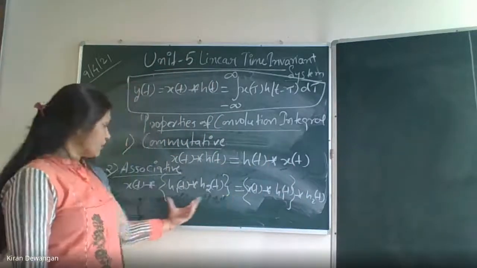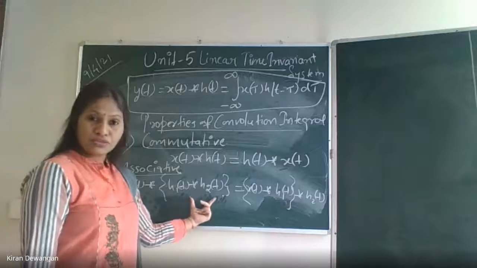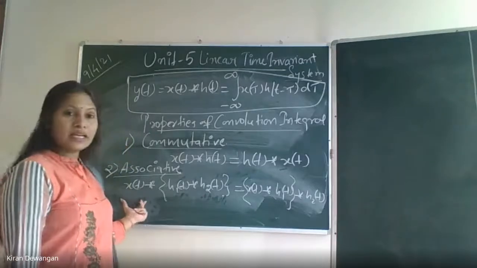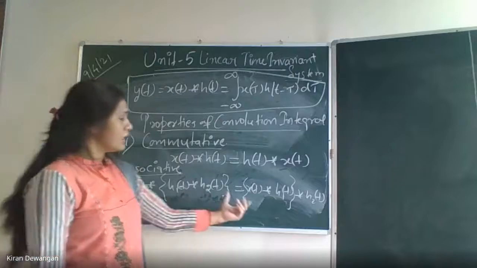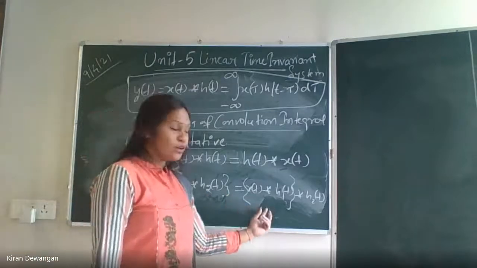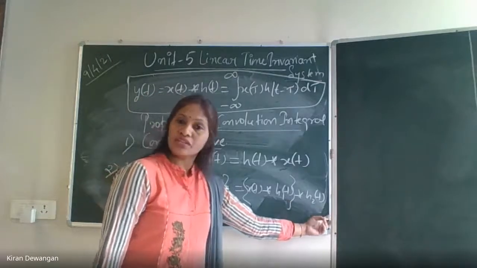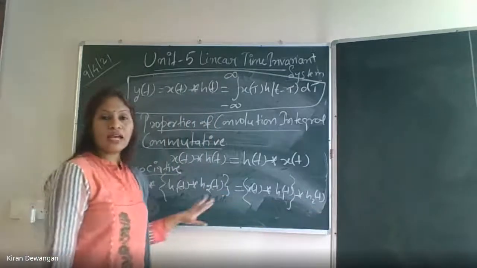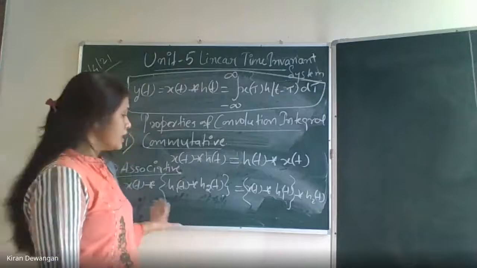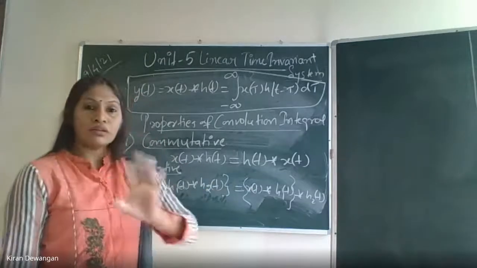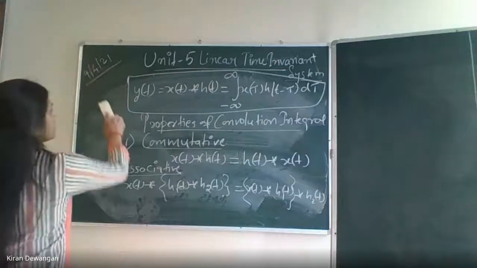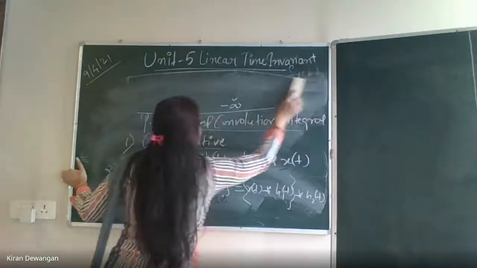Here I have three convolutions, h1(t) convolution h2(t) is happening first and then it is getting convoluted with x(t). Now here what I am doing is convoluting x(t) with h1(t) first and then convoluting it with h2(t). So any of the convolutions can take place at any point. In any sequence you can perform the convolution. Now the next is the distributive property.